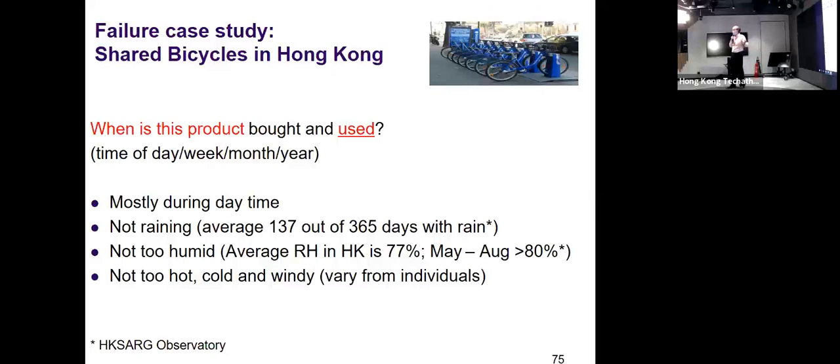When it is very humid, you just don't want to ride a bike. In Hong Kong, May to August, more than 80% relative humidity. On average, it's 77% relative humidity, so it's hard to ride a bike in Hong Kong that often. When it is too cold, too hot, too windy, and there's a typhoon, you don't ride a bike. When?